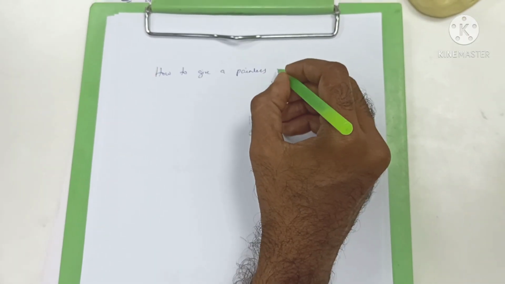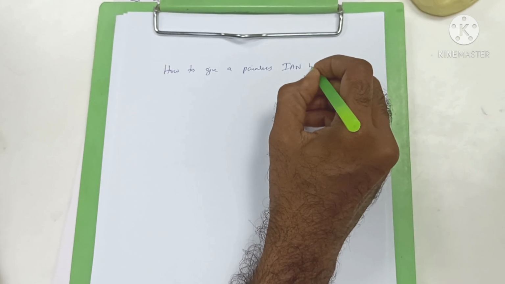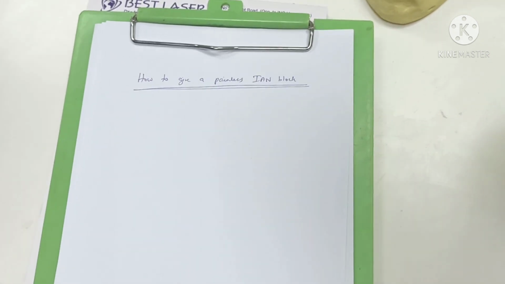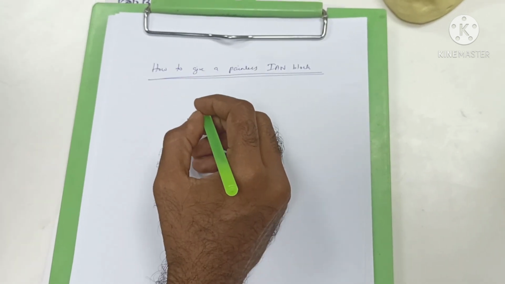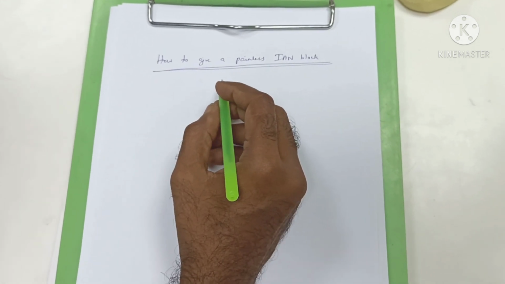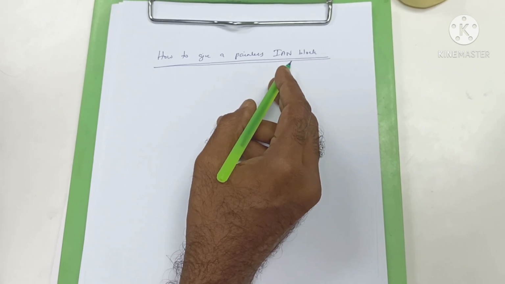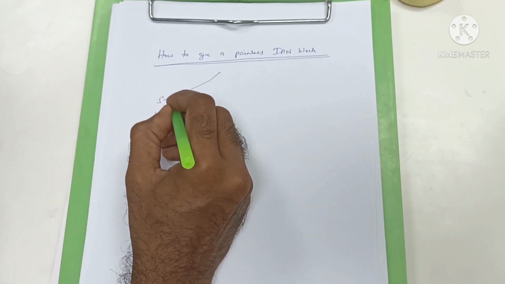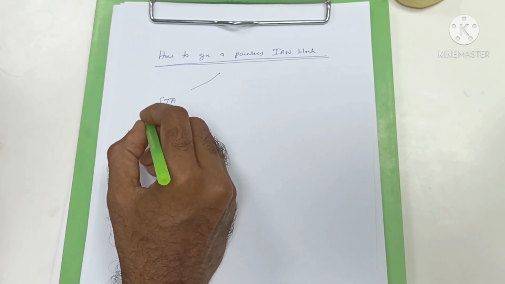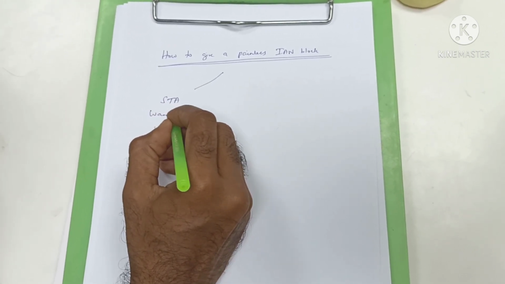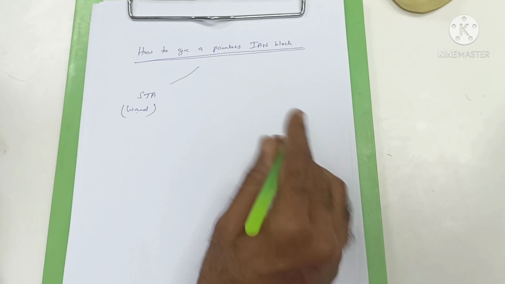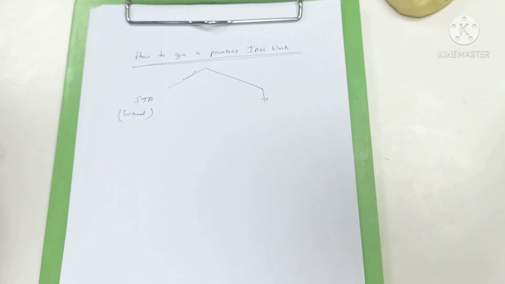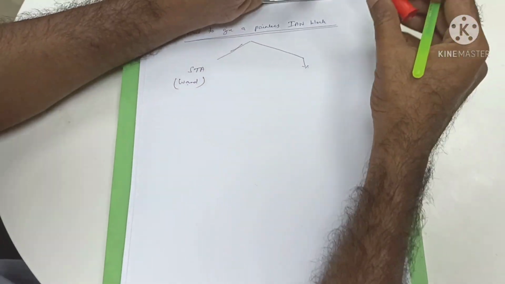How to give a painless inferior nerve block, because most of the time it is a painful injection. There are various ways to reduce the pain during inferior nerve block. One technique is you can use STA, or called wand injection, computerized anesthetic technique, or there are much more economical and simple techniques. I am going to discuss one technique.